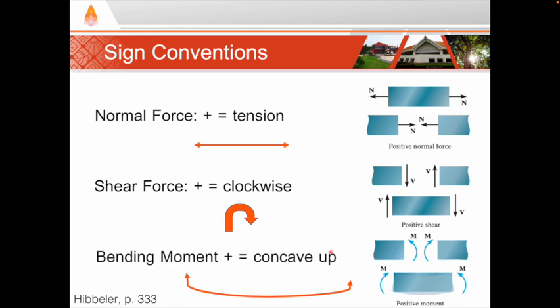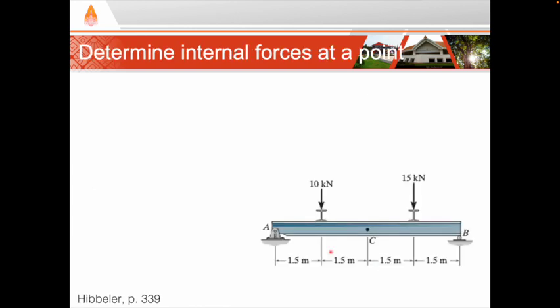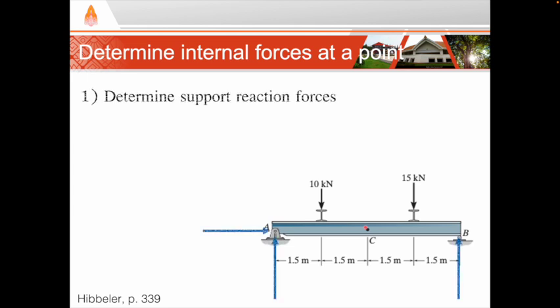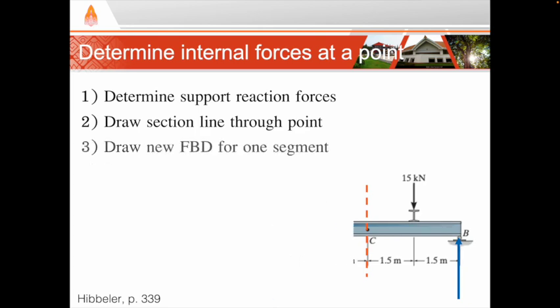So here is the general procedure for analyzing the internal forces at a particular point in a beam, such as this point. First, determine the support reactions. Second, draw a section line through the point where you want to know the internal forces. Third, choose one of the segments to draw a new free body diagram. Choose the segment with the least number of external forces applied.